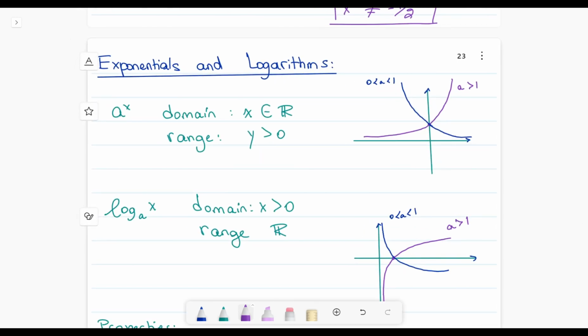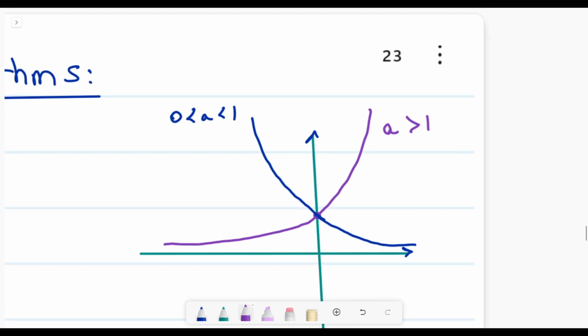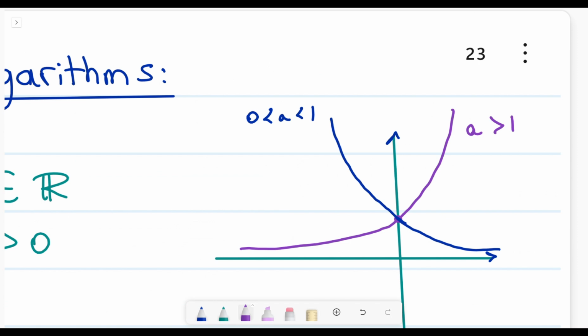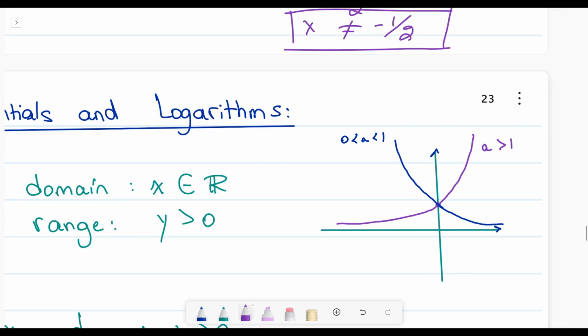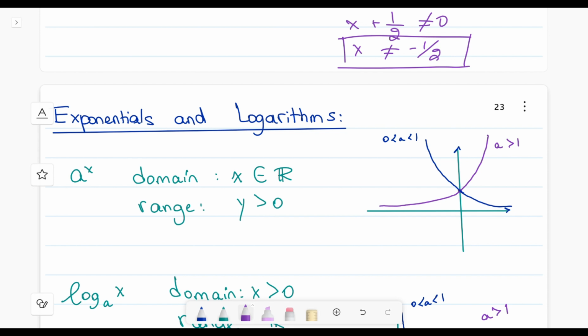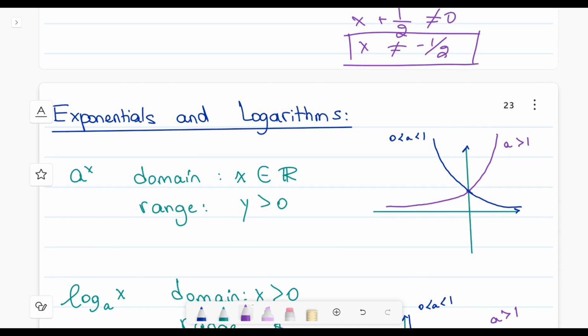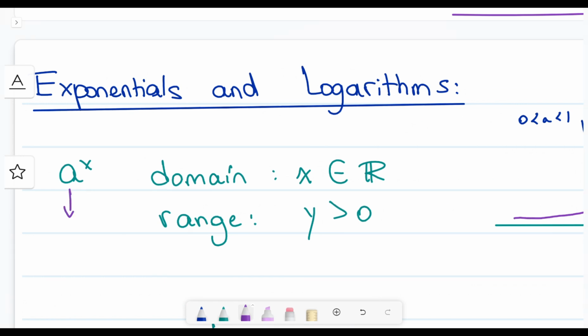Now we will move on to exponentials and logarithms. So, exponentials, first of all, the graph, if a is greater than 1, is the graph in purple, but if 0 is less than a less than 1, we get the graph in dark blue. The domain is x belongs to R, all real numbers, and the range, as you might see, is y greater than 0. Again, we will have another video to dive deeper into functions. But for now, please keep in mind that for exponentials, as I have mentioned earlier, the base is a and the exponent is x. So maybe an example is 2 to the x.